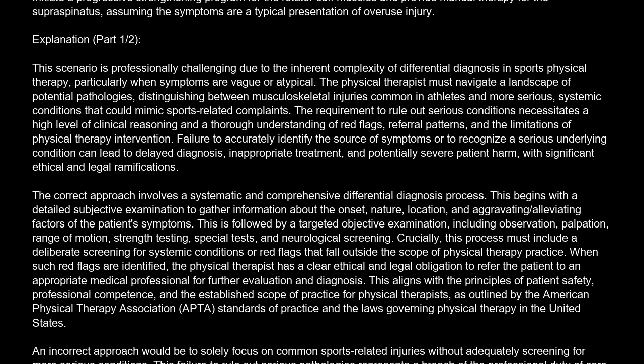When such red flags are identified, the physical therapist has a clear ethical and legal obligation to refer the patient to an appropriate medical professional for further evaluation and diagnosis. This aligns with the principles of patient safety, professional competence, and the established scope of practice for physical therapists, as outlined by the American Physical Therapy Association, APTA, Standards of Practice, and the laws governing physical therapy in the United States.